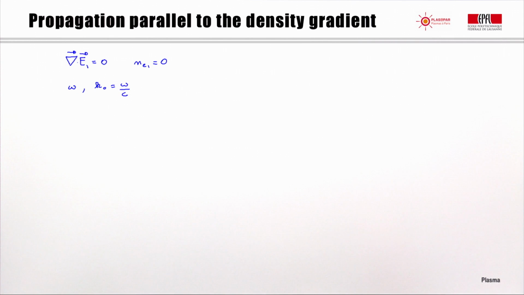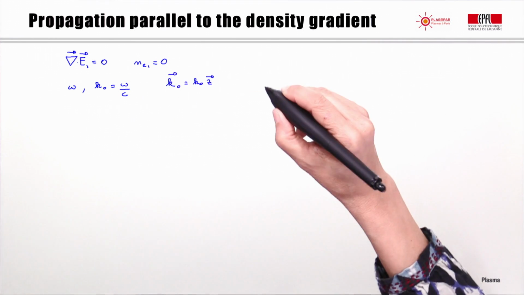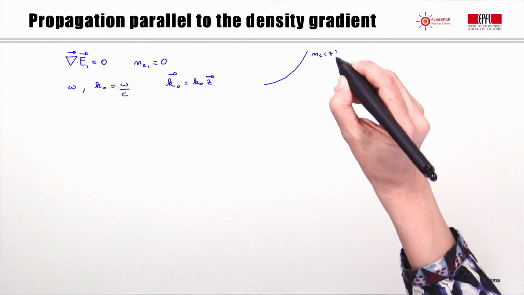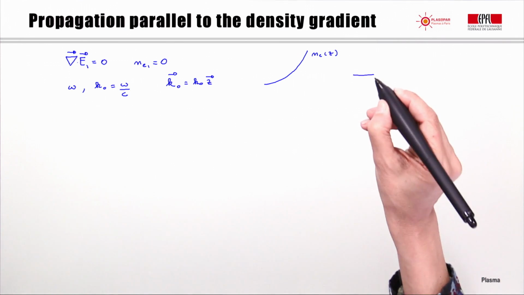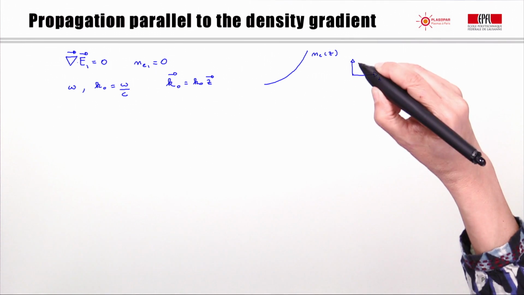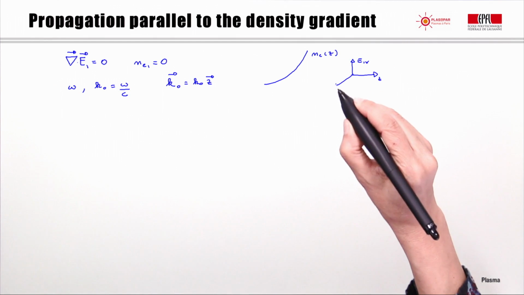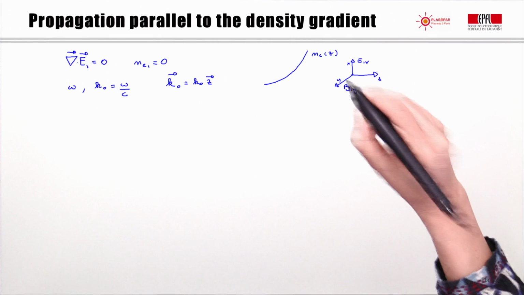As we have seen, the wave propagates along the density gradient that we have fixed along Z. So I just remind you the shape of the density gradient that is increasing towards the right. And we have the same geometry as before, so the wave propagates along Z and the electric field is, for example, along X, and the magnetic field along Y.